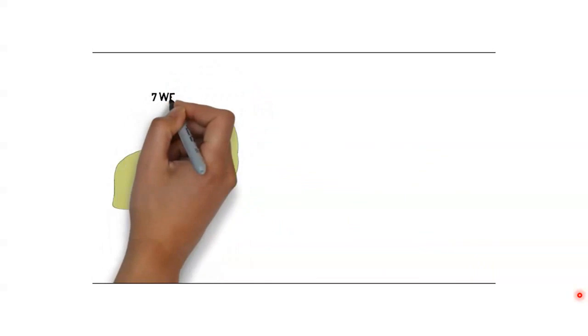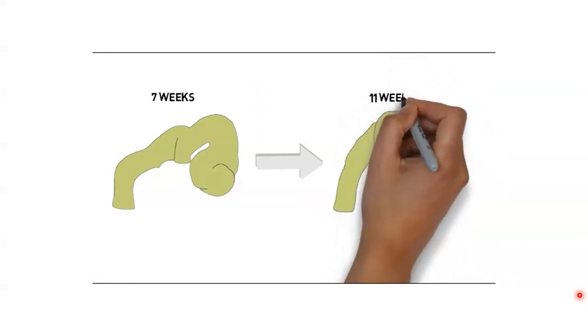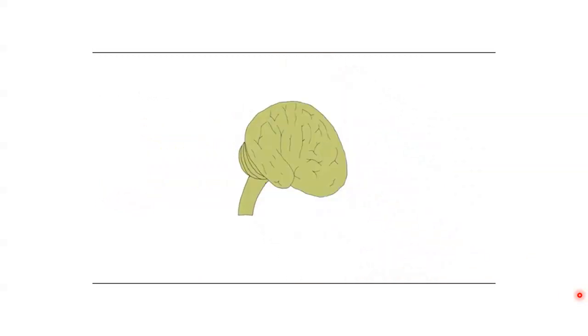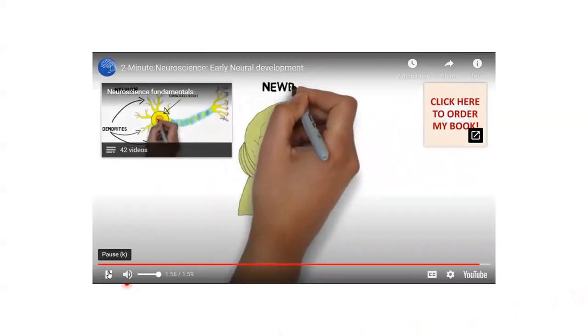Next, the neural tube will continue to develop to look more like the brain. The telencephalon will grow more rapidly than other parts of the tube, and by 11 weeks, the brain will have a similar shape to what it will at birth. Although it will continue to develop after birth, the brain at birth is structurally similar to a fully developed brain.